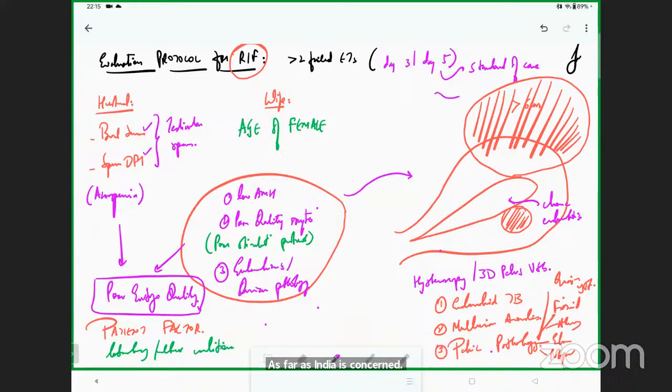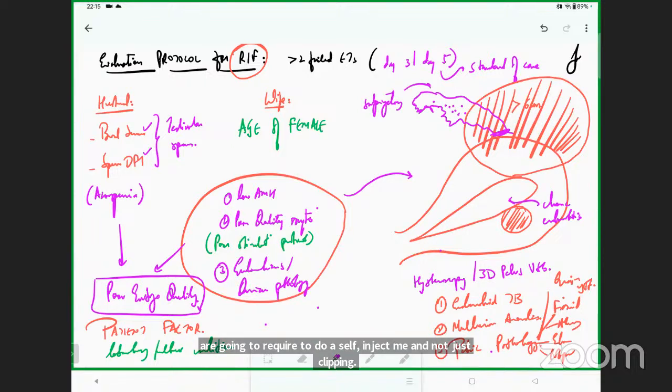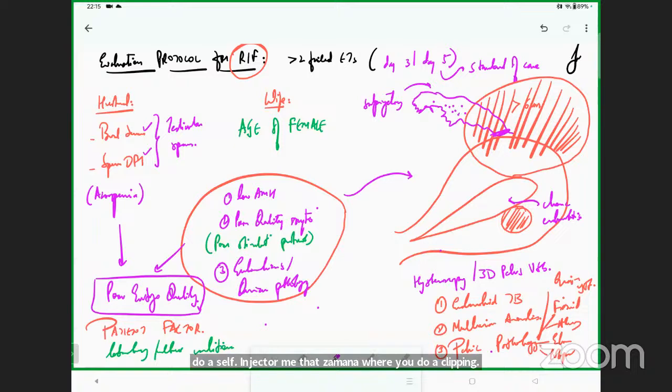Commonly, please ensure that there is no hydrosalpinx. There are so many cases where you will have an occasional hydrosalpinx which is detected when a treatment has failed. Obviously, in that situation, you are going to require to do a salpingectomy and not just clipping. Okay, do a salpingectomy. That zamana where you do a clipping because you don't know how to do salpingectomy is gone. You call a good endoscopic surgeon, he will do it. But then these are the main causes for having recurrent implantation failure.